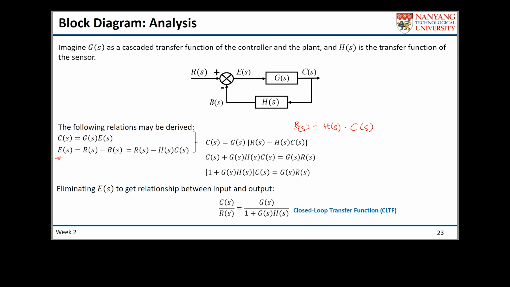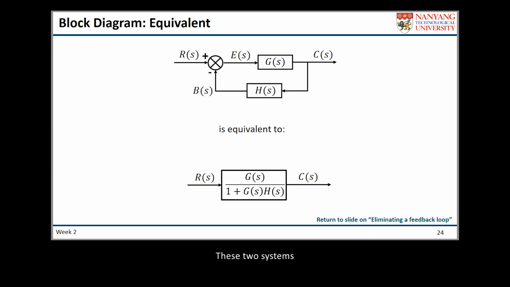So this complex control system, we can redraw it in a simpler manner with a new transfer function. These two systems are equivalent to each other. The first block diagram is the control system. After you find the equivalent transfer function, you can represent this complex block diagram as a simple block with a new transfer function, where the new transfer function is equal to G divided by 1 plus GH.